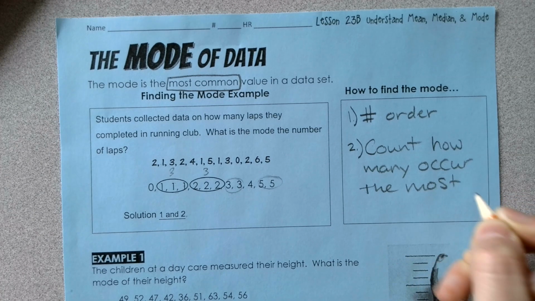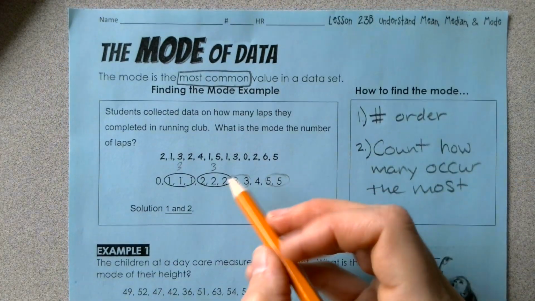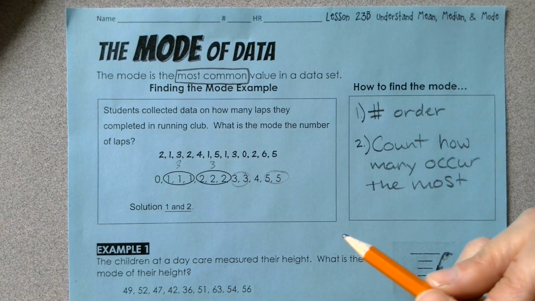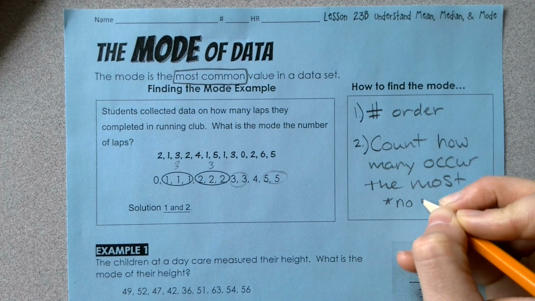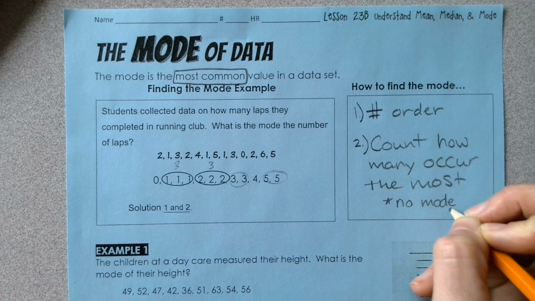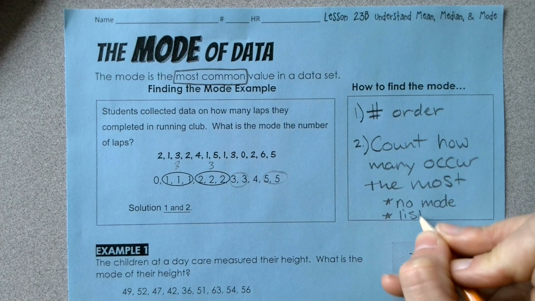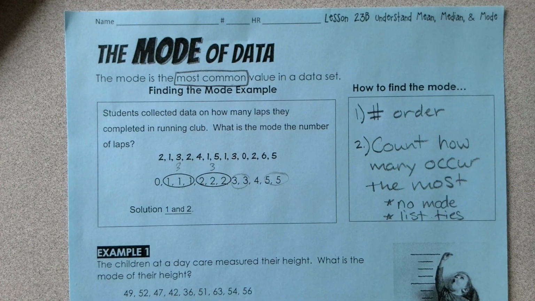So we list them all, and we're going to get into a scenario of what if there wasn't one that repeated more, or they all tied? We wouldn't list them all. There can be a no mode. So one of our answer options is no mode. Or we list any ties, or there could just be one that sticks out.